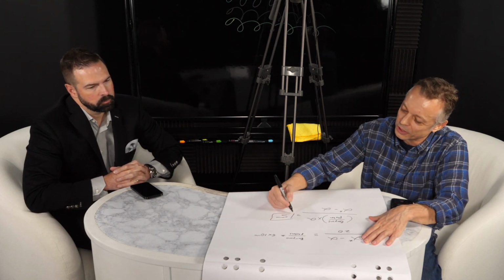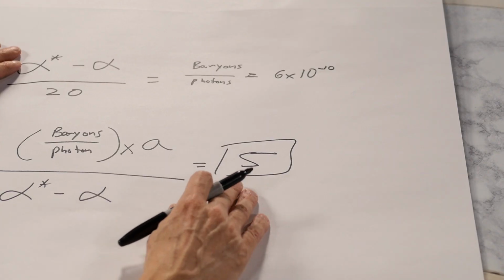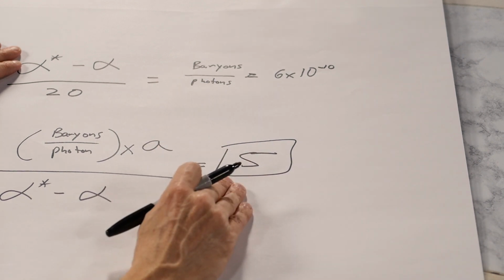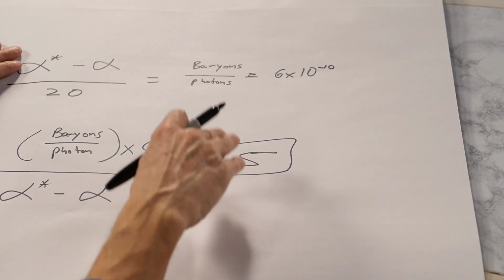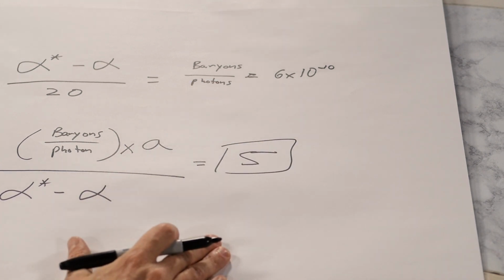Yes. But you know what's really crazy about 5? That's the percentage of visible matter in the known universe. So we got the percentage of the visible matter in the known universe, the baryon to photon ratio, and the fine structure constant, all from just playing around with the existics equations. Pretty interesting.